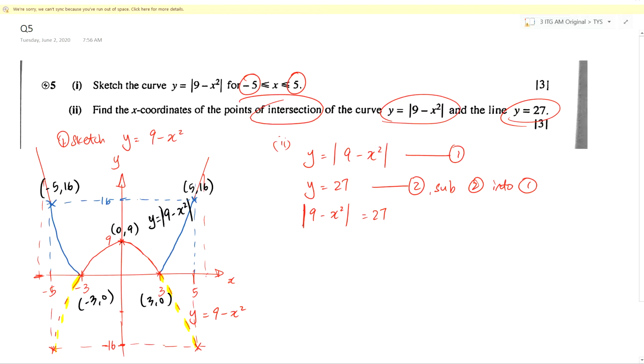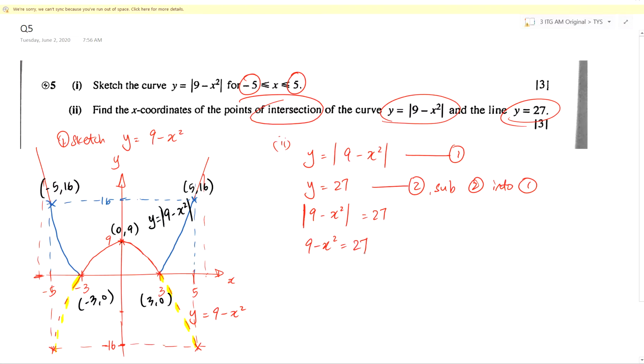From here on, we don't have to be afraid of the modulus. You know what? The approach is very straightforward. All you need to do is to pretend that the modulus does not exist. We can all do that. Pretend it doesn't exist. 9 minus x squared is 27. Right? This is our next step.